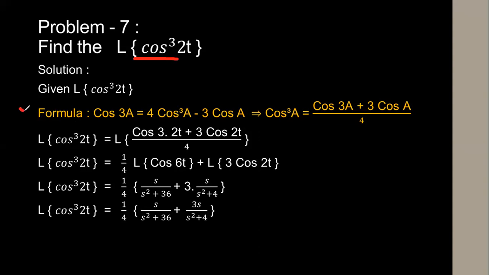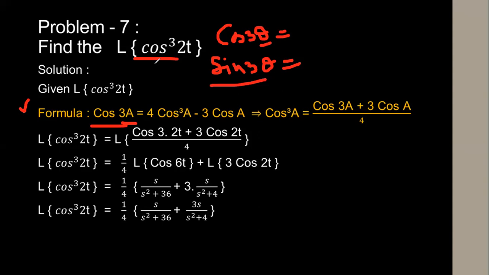We have to remember the basic formula, that is nothing but cos 3 theta. If it is in terms of cos, then you have to use the cos 3 theta formula. 3 theta or 3a, whatever it may be; in place of theta we'll have a here. That's the same, only the variable is changing. Either it can be sin 3 theta. If you have sin cube theta, then you have to use this formula. If you have cos cube theta, then you have to use this formula.